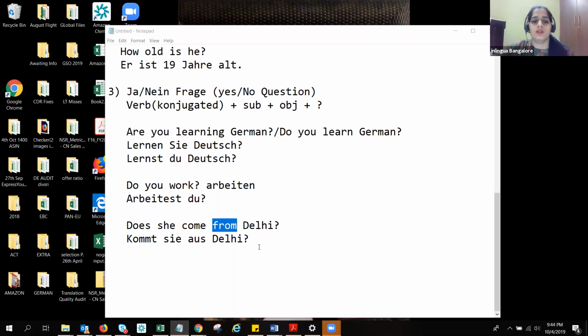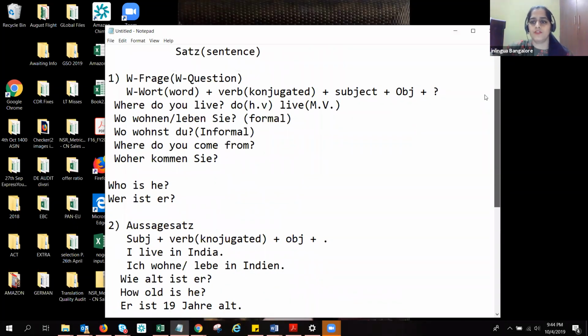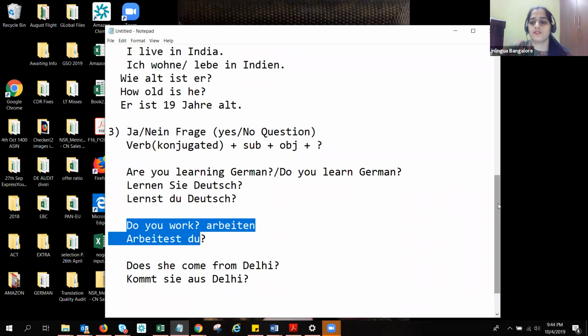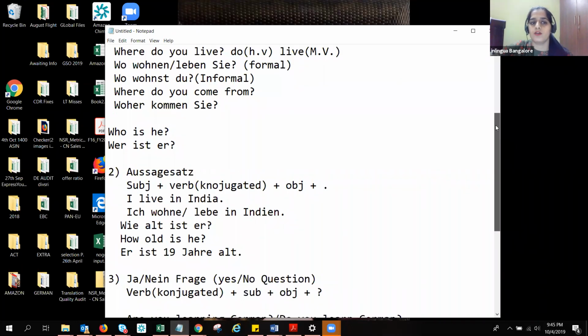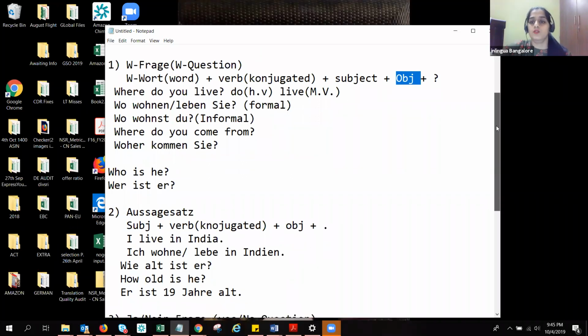Okay, cool. So these are the three sentence formats which are very common and very frequently used, and we can use them with any pronoun, any verb. You translated these sentences: Do you work? Does she come from Delhi? So you can translate any type of question or answer. In the W-Frage, we have the W-word, then the conjugated verb, then subject and object. Whenever you are translating any sentence, the verb is always conjugated. It could be formal or informal, according to the context and whom you're talking about.